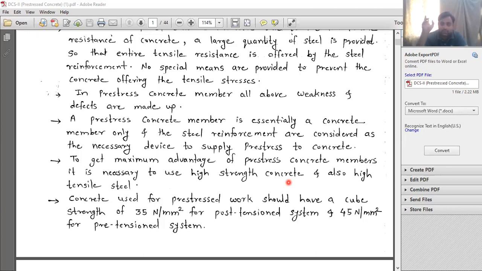And the last point is that the concrete used for prestressed work should have a cube strength of 35 Newton per mm square for the post-tension system and 45 for pre-tension. In objective, this may be asked. This is very important. Remember this. So this is all about the prestressing. Further we will see the classification of prestress, and I will show you the diagram of how the forces are applied to the tendons and how the internal stresses are developed in the prestressed members.